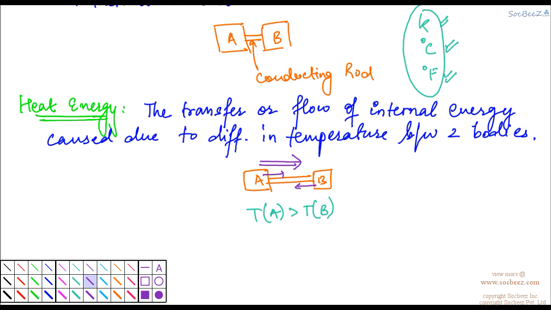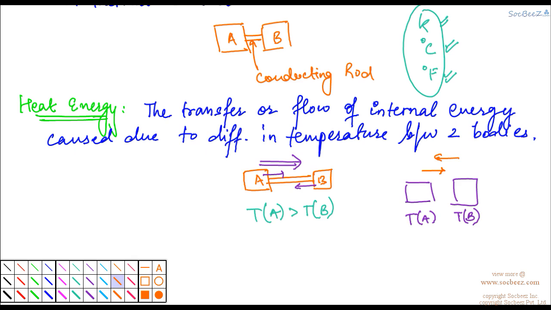So when we say that A and B are at equilibrium, that is TA is equal to TB, this doesn't mean that the energy is not flowing, that everything is constant. It is not so, because the particles are continuously vibrating and energy is flowing from A to B as well as B to A. But the net effect is 0. That is, the energy flowing from A to B is equal to the energy flowing back from B to A.